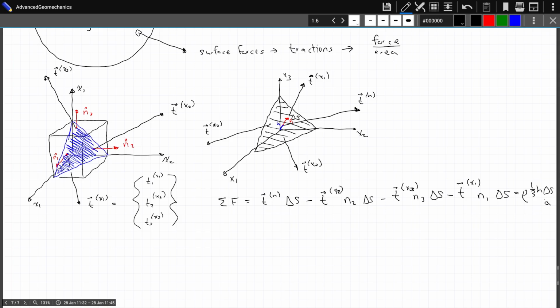Times acceleration, right? So we're trying to write MA over here. So density times volume gives you mass times acceleration, right? So on the right-hand side, MA. On the left-hand side, you might wonder where this delta S times n3 comes from.